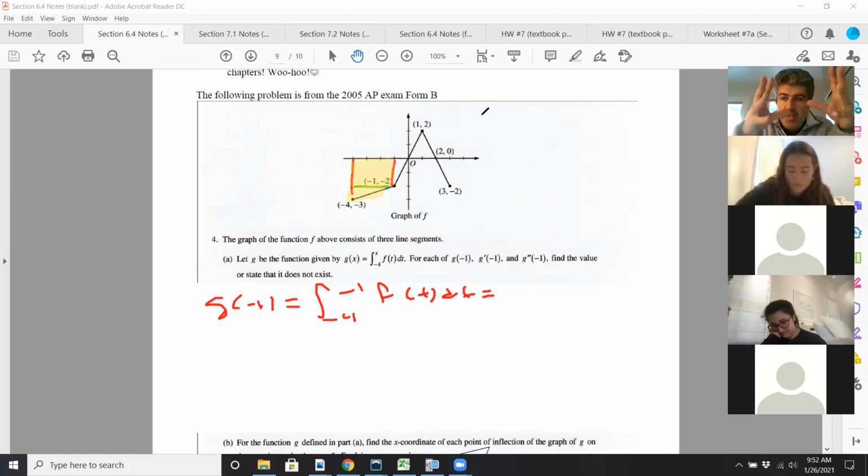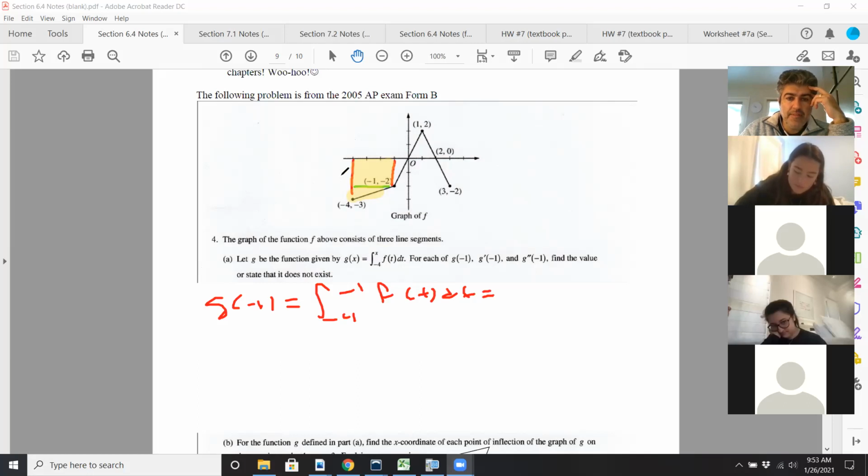You got a right triangle and you got a rectangle. What do you got? I hear -7.5. Let's see if that makes sense. I got -13.5. Okay, so we have a discrepancy. Let's see who's right.